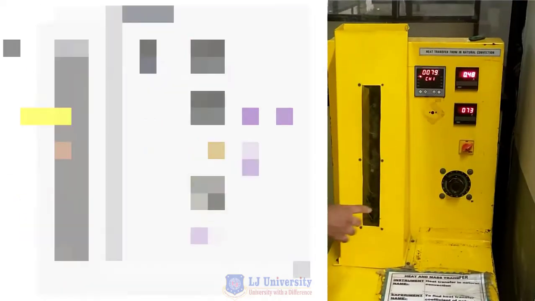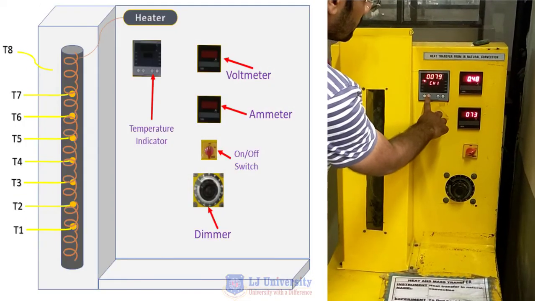After giving the input we have to wait for the system to reach its steady state, so that the value of temperature does not vary with time. After a few hours, as the system reaches steady state, we are ready to take readings. Now as you can see, our system is in steady state.